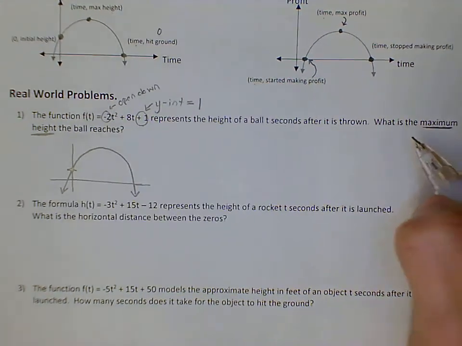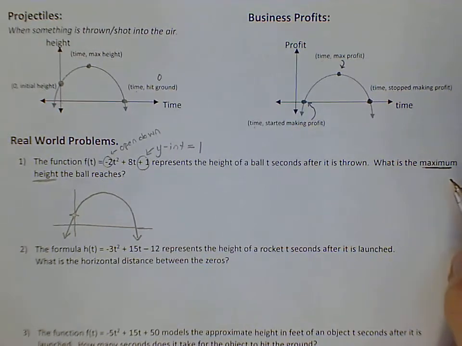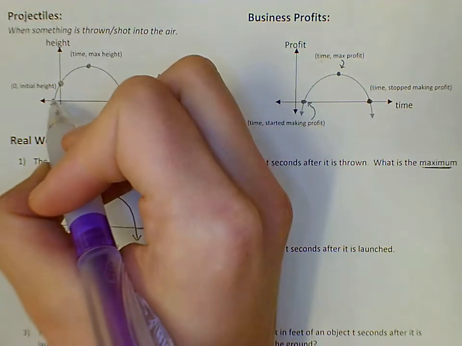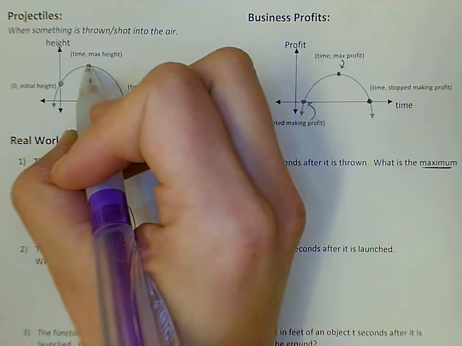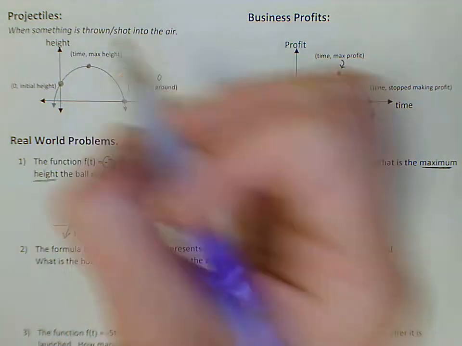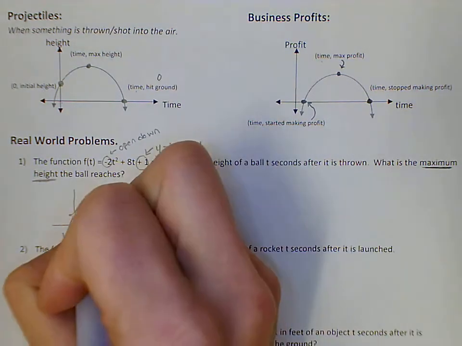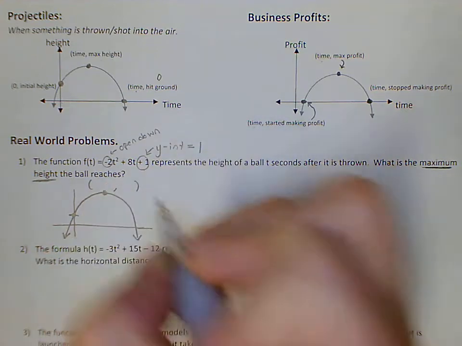So this problem's saying, what is the maximum height? So look up here. Where do you look? So if something's thrown, it goes up, and then it comes back down. Well, the maximum height, we're technically looking for this point right there, which is the vertex of my parabola. So I'm looking for that point right there, okay?